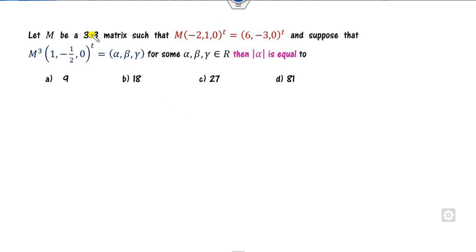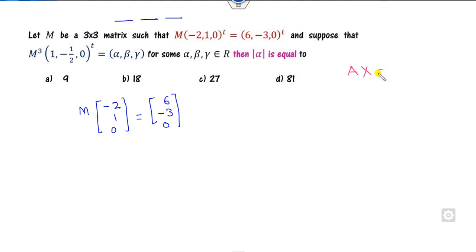Okay. A is a 3 cross 3 matrix, so it has 3 eigenvalues such that M transpose of this is equal to 6, -3, 0. How can you find the eigenvalue? We all know this is the property or definition of the eigenvalue, where this is my eigenvalue. What is the x? X is my eigenvector. So how can you see that?